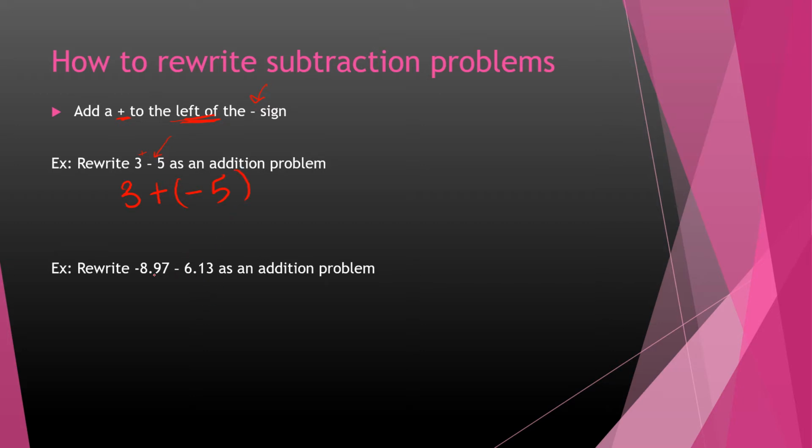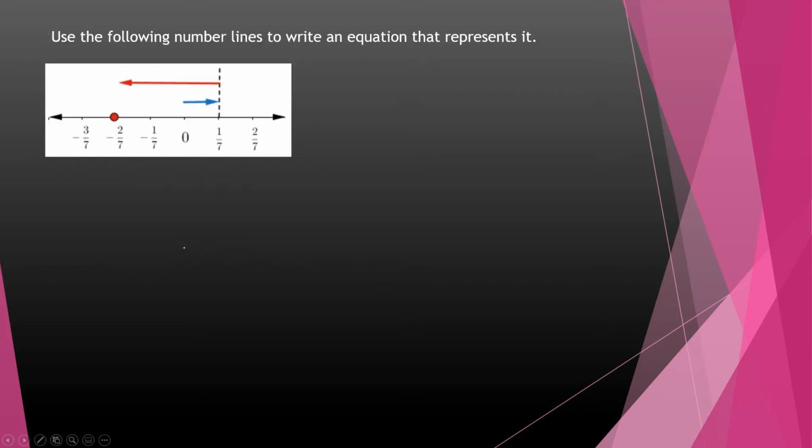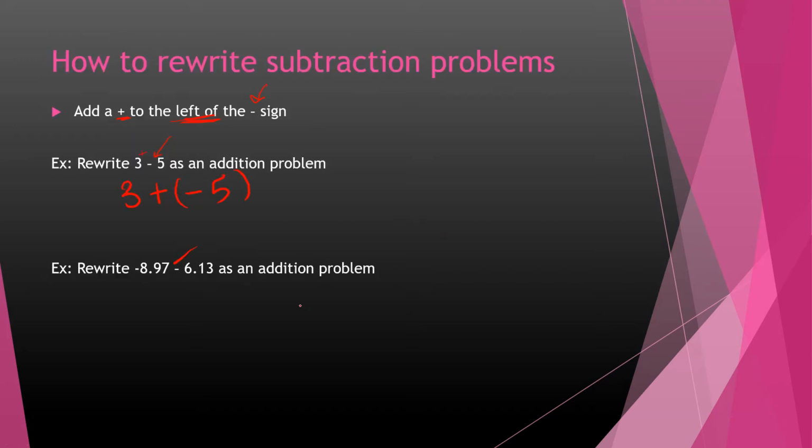Okay. Same thing with down here. I have my negative 8.97 and then I have my subtraction sign. So my plus sign is going to go in between my first number and my subtraction sign. So right in here. So I have negative 8.97 plus negative 6.13.